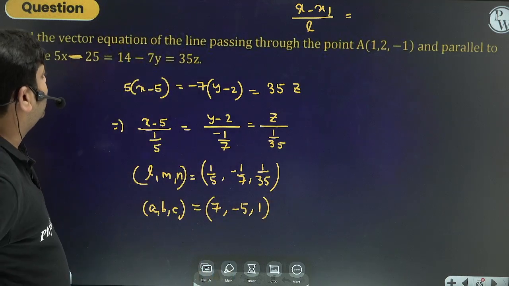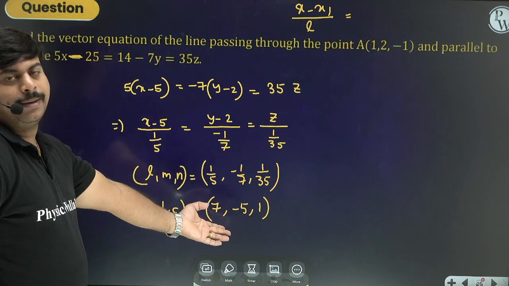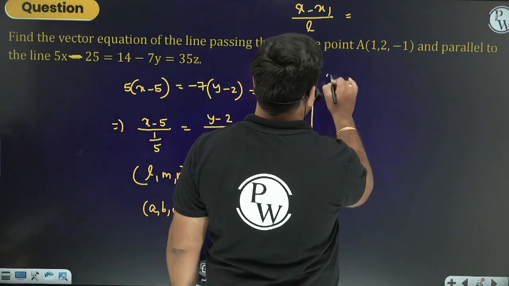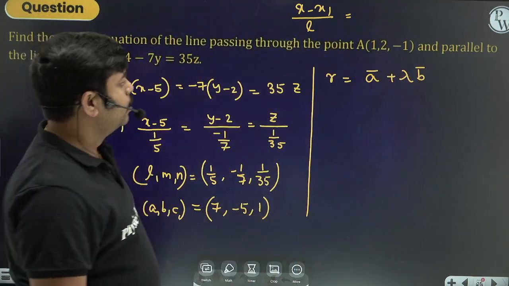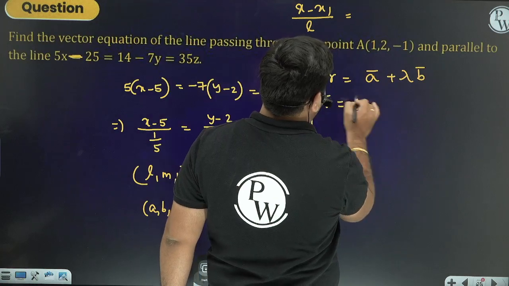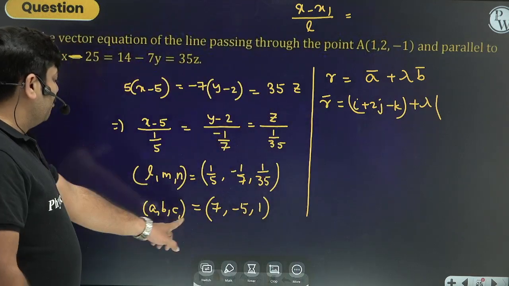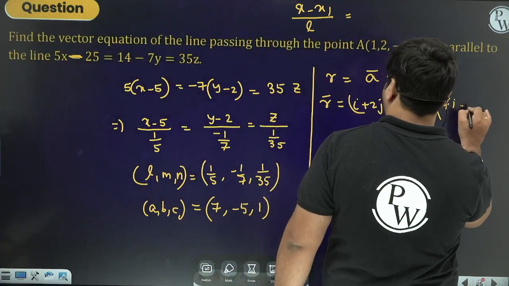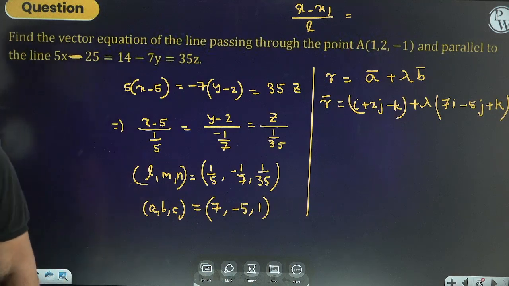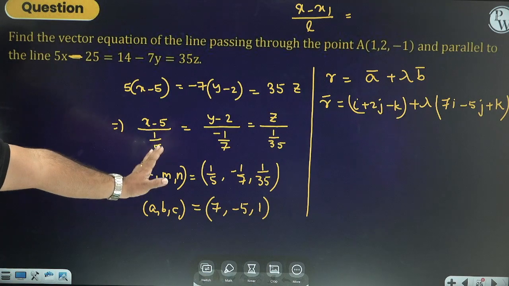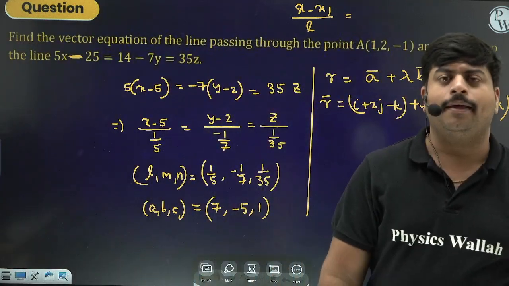Now, the vector equation of the line passing through a point and parallel to a vector. So we got the parallel vector b. Passing through, r = a + lambda times b. That is the equation, not t times b. A is the point, so r = i + 2j minus k + lambda times b, where b is this a, b, c: 7i minus 5j plus k. Understood, everyone? Got it? Not at all a difficult question. Unless you understand the question, these questions seem difficult, I'm saying again. All right, next.